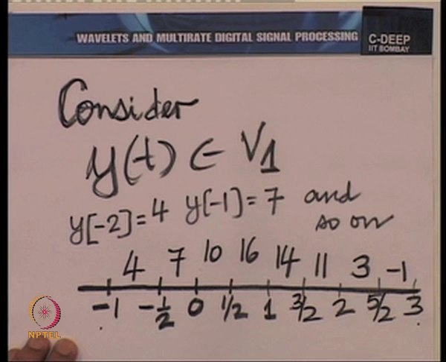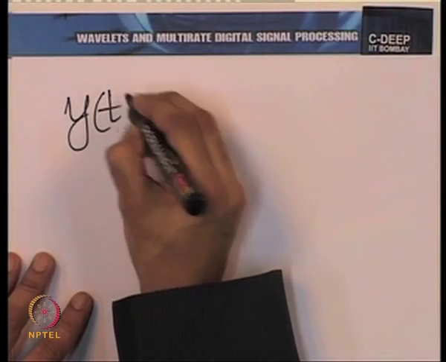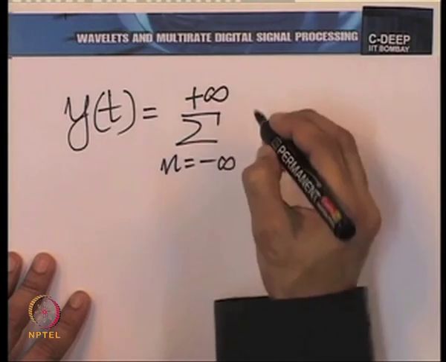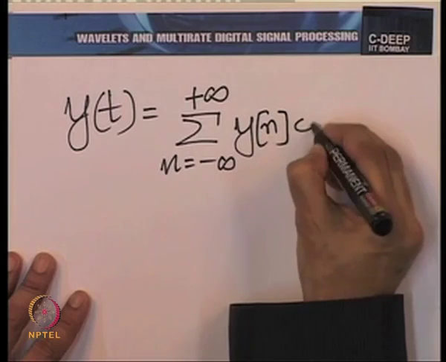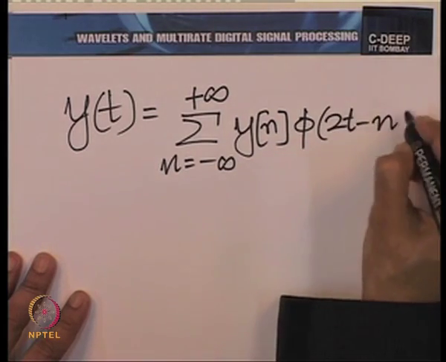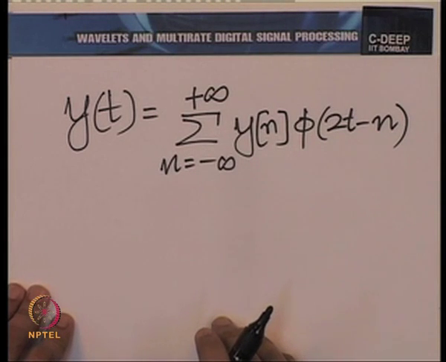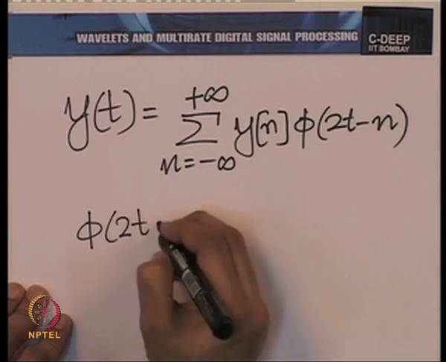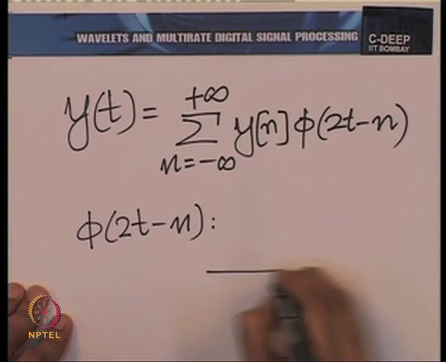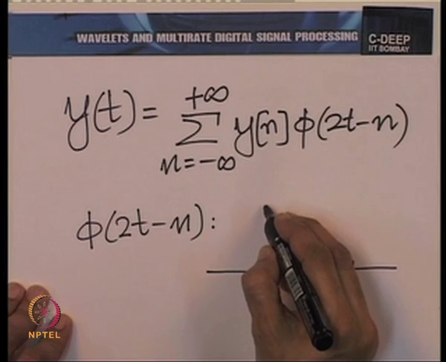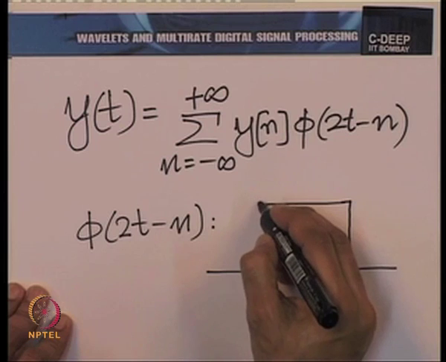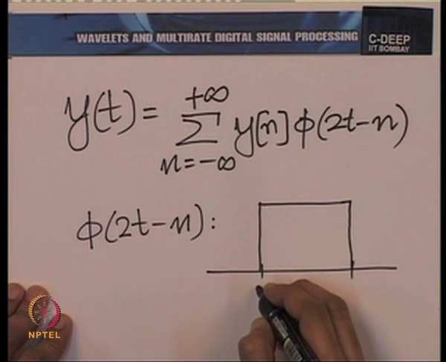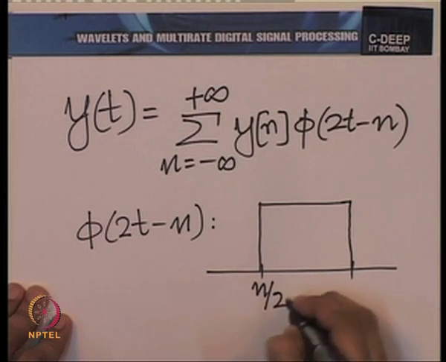So, we have y(t) is summation n running from minus to plus infinity y(n) phi(2t minus n). Recall that phi(2t minus n) looks like this. It was 1 over a half interval, a half interval defined by n by 2 to n plus 1 by 2.